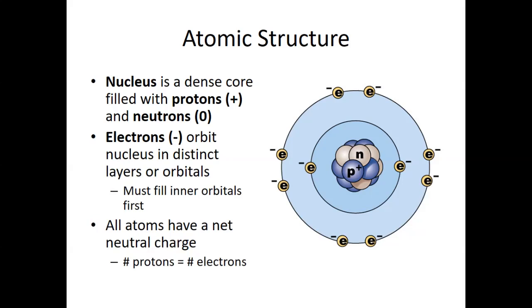So then, if you wanted to find out what element this is, you would look on the periodic table, find the element with the number 10, and you would find that that element would be neon.